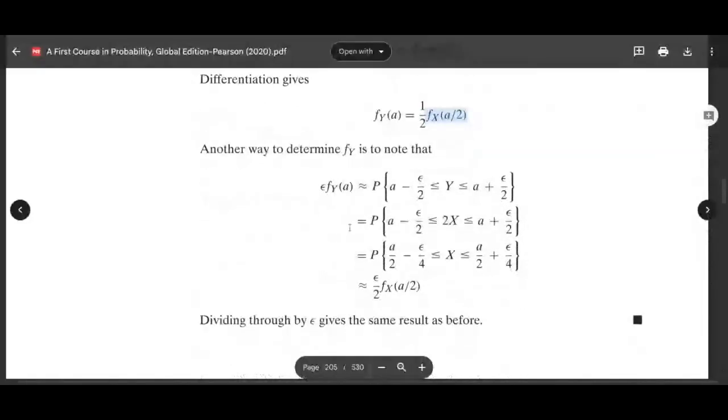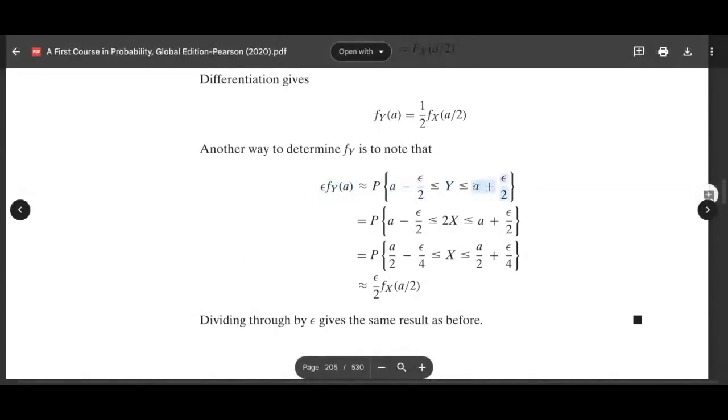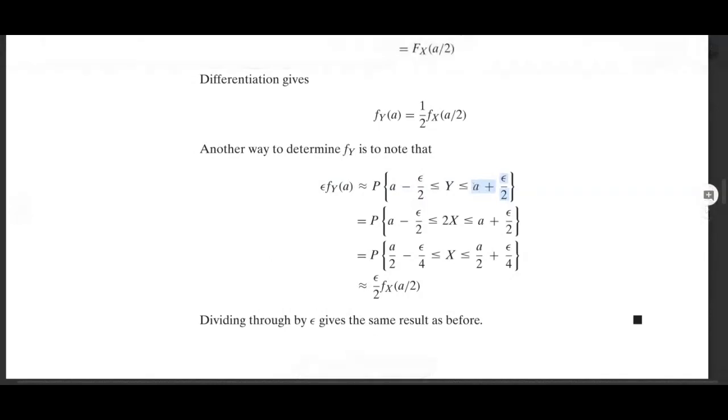If we use the mathematical way, we see this. The little f of a is Y in between a minus half epsilon and a plus half epsilon. Then that's 2X, then we divide by 2 on 3 sides. That's a divided by 2 minus epsilon divided by 4, to a divided by 2 plus 1/4 of epsilon. And this is half of epsilon times f of x.